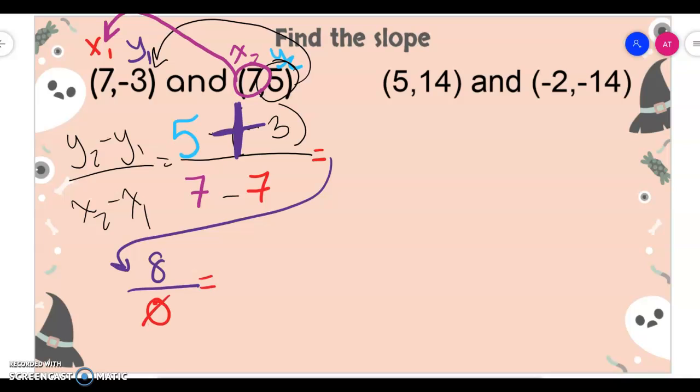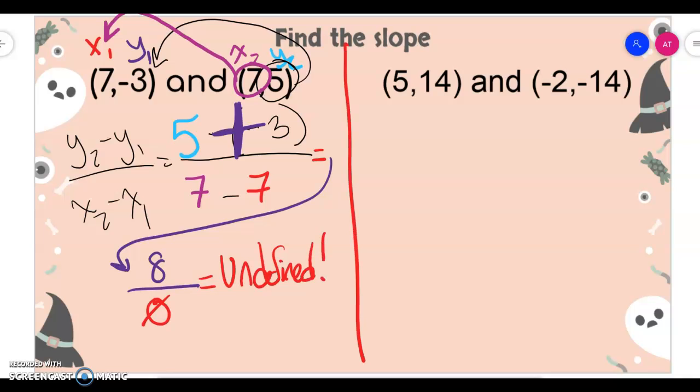So anytime we have 0 on the bottom, it's going to be undefined. Okay? If you try to plug it into a calculator, you will get an error message, which means that it's undefined. If we got 0 on top, then that means it would be 0. So let's do the next one.